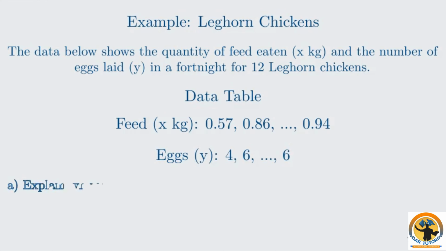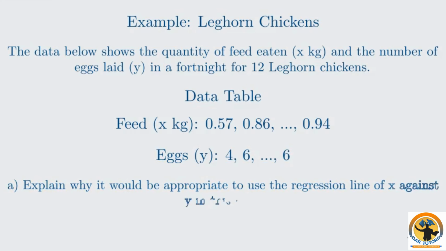The first part of the question asks us to explain why it would be appropriate to use the regression line of x against y in this case. Let's think about precision. The number of eggs laid, y, is a count. We can count the eggs exactly, so the y values are precise. The quantity of feed eaten, x, is a measurement in kilograms. All physical measurements have some degree of error or imprecision. The feed might be weighed slightly differently each day, or some might be spilled.